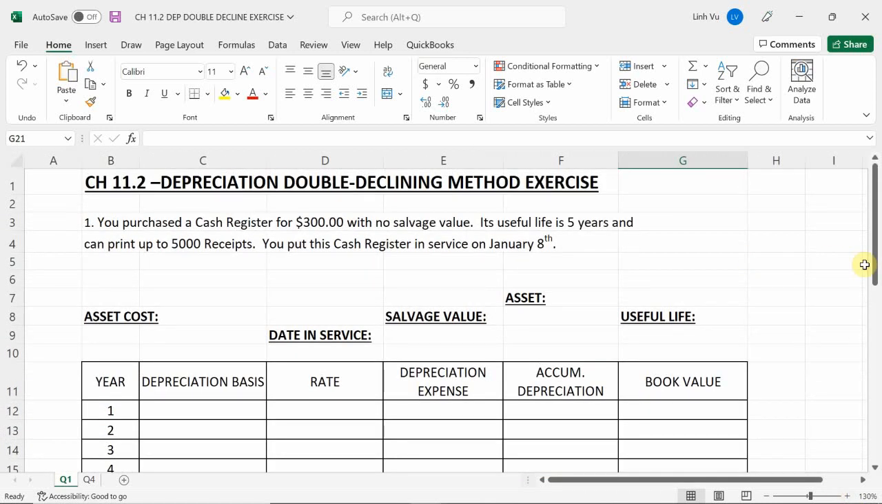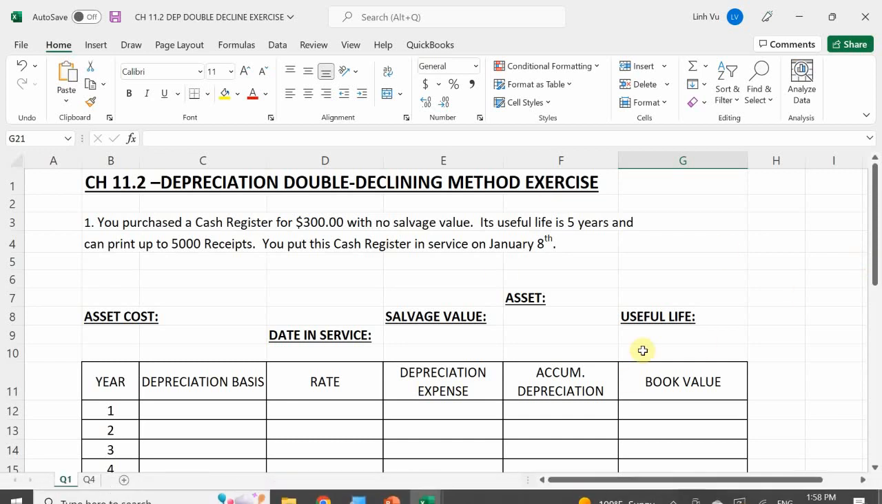So number one, you decide to purchase a cash register for $300 with no salvage value. It has a useful life of 5 years and can print up to 5,000 receipts. And of course, you put this cash register into service as of January 8th.